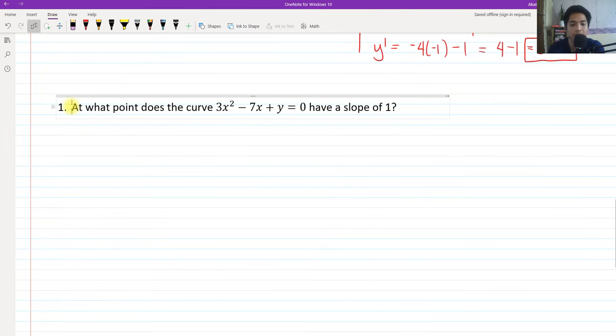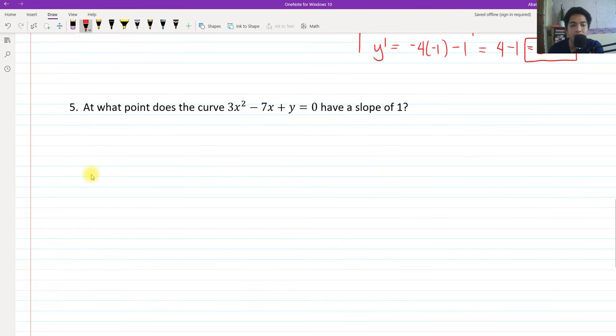Okay, that is problem number 5. We are given a slope. Again, our slope is 1, and we know that by definition the slope equals y prime. We are given the curve 3x squared minus 7x plus y equals 0. So what we are going to do is differentiate.